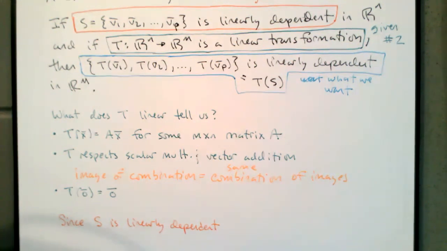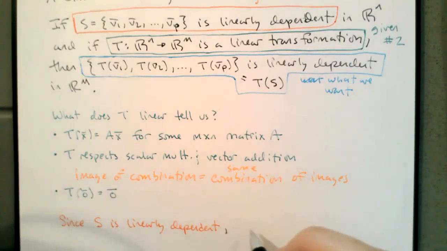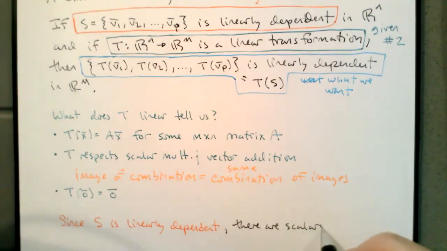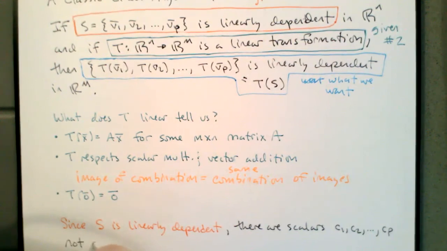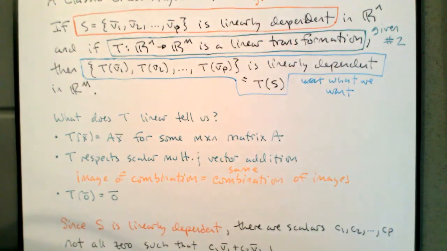That means there are scalars, not all 0. So since this set is linearly dependent, there are scalars, looks like there are P of these vectors, so C1, C2, up to CP, not all 0, such that C1 V1 plus C2 V2 plus ... CP VP is equal to 0.